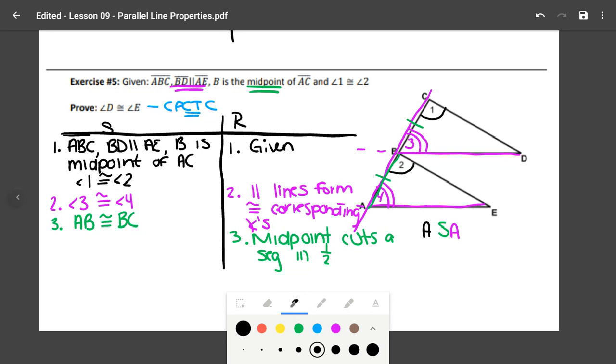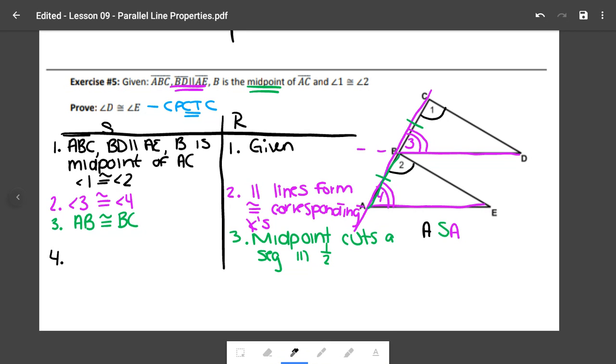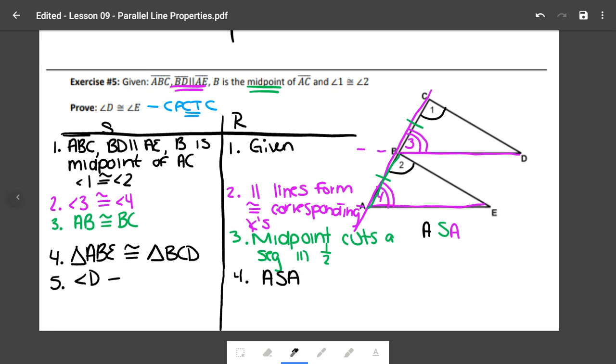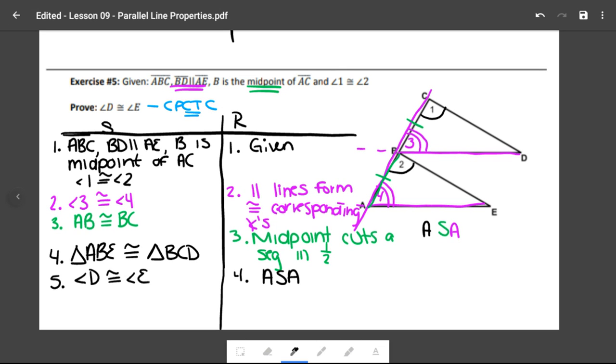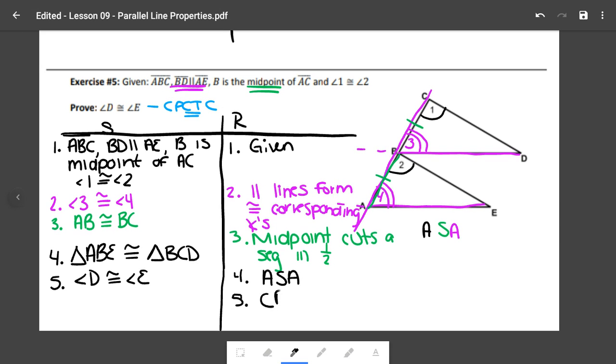Once I have three pieces, like a side or an angle, triangle ABE is congruent to triangle BCD by angle, side, angle. And now that we have two triangles congruent, we could finish off our proof because any corresponding angle or side is congruent by CPCTC once we know triangles are congruent.